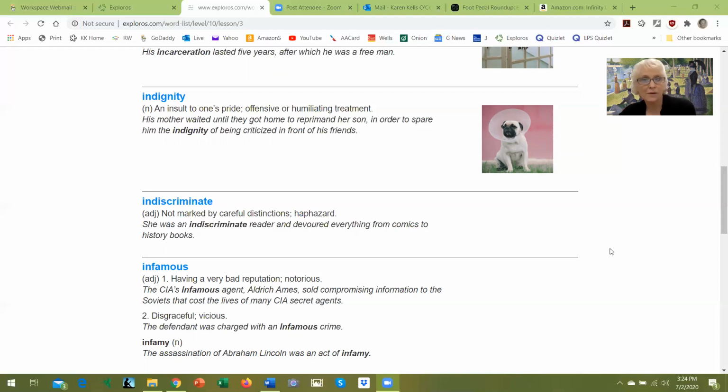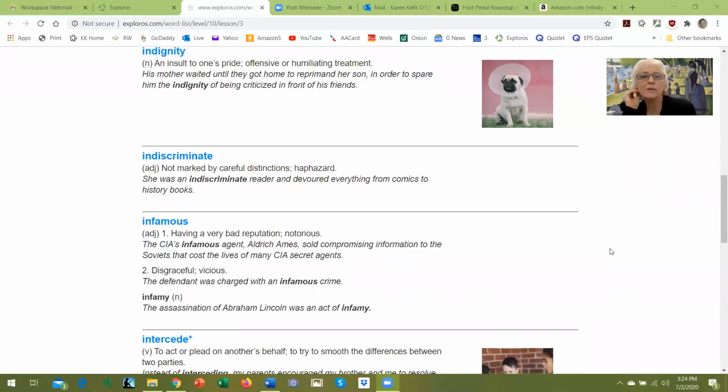Infamous, famous in a bad way. Having a very bad reputation, notorious. The CIA's infamous agent, Aldrich Ames, sold compromising information to the Soviets that cost the lives of many CIA secret agents. Can also mean disgraceful or vicious. The defendant was charged with an infamous crime. And then as a noun, infamy, the assassination of Abraham Lincoln was an act of infamy. Vicious, disgraceful, yeah, that's true.